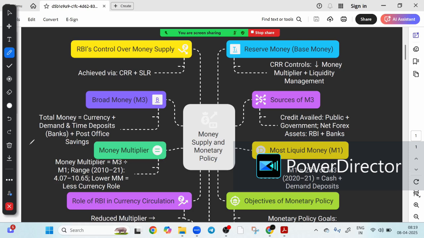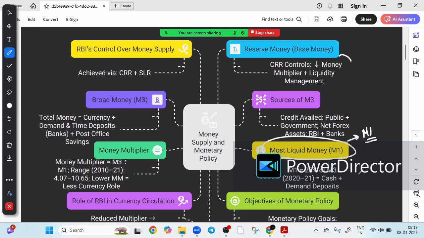Now friends, from this base arises the broader concept of money supply. So this is called reserve money, the base money, and from this base originates the broader concept of money supply, divided into different layers. The most liquid form is called M1, right? You can see this is the most liquid form.